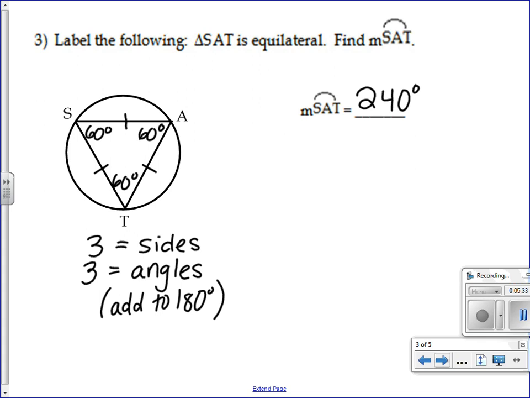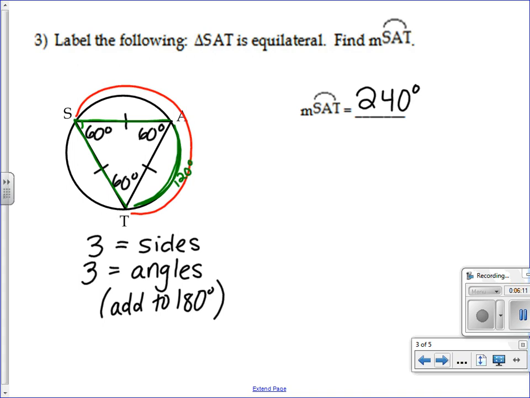Now the goal is to find the measure of arc SAT. Now, we do not have any diameters in this picture, okay? There's no center that was drawn, and we were not told that we were given any diameters. So we just got to think about these individual angles. If I were to take a look at angle S, that is an inscribed angle. So if I were to look for its intercepted arc, which is actually AT here, that arc is going to be 2 times angle S. So this arc is 120.